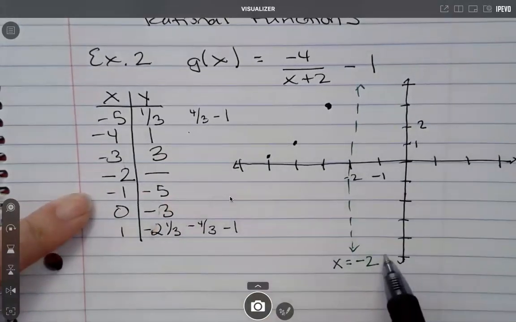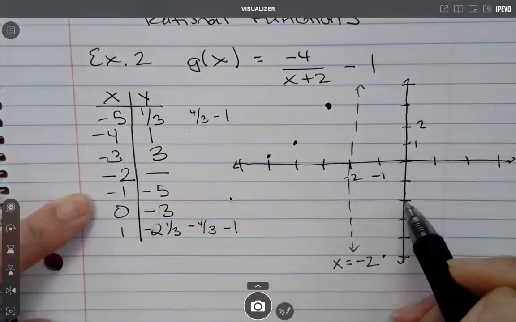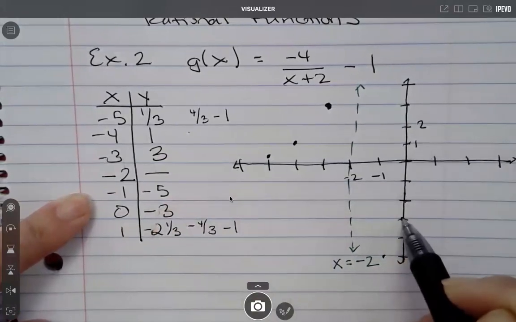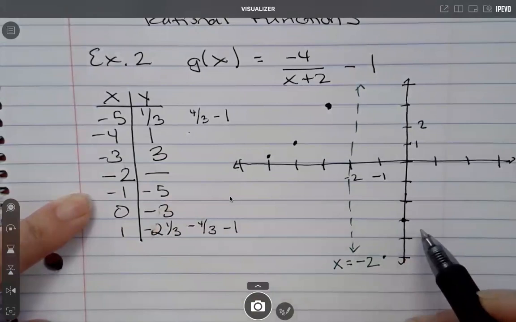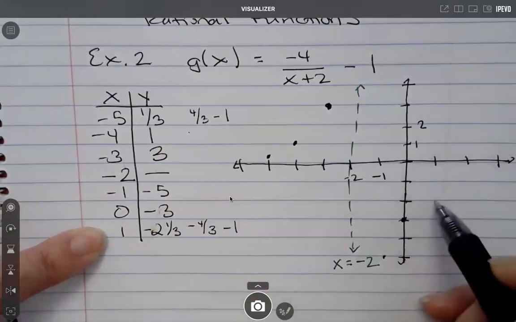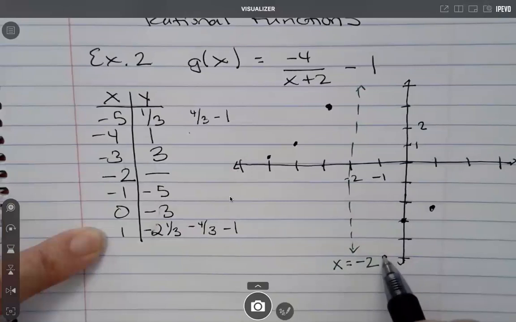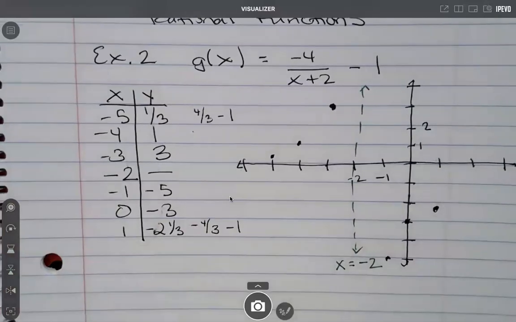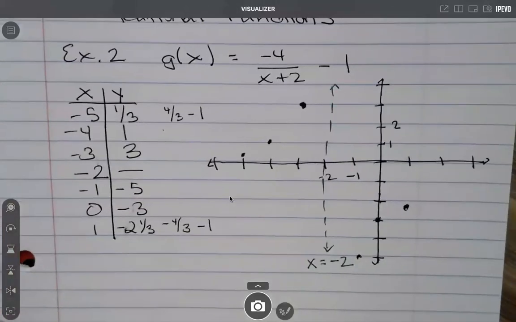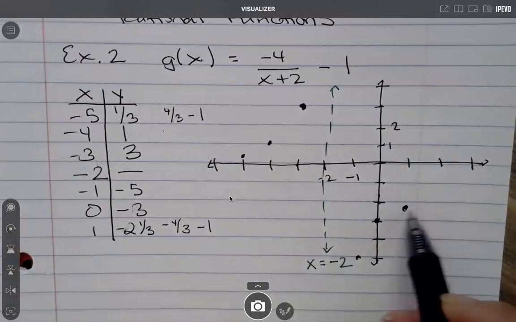-1, -5, 0, -3, 1, 2, 3. -1, -2 1/3. Aha. Now here it's looking like my asymptote might be -2 because it looks like it's getting really close.